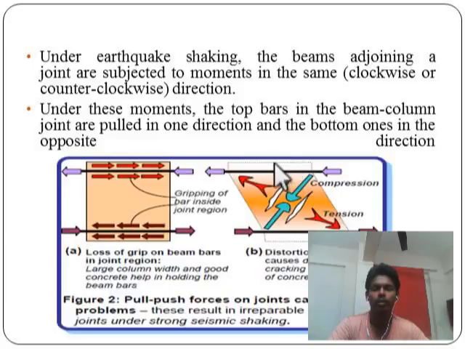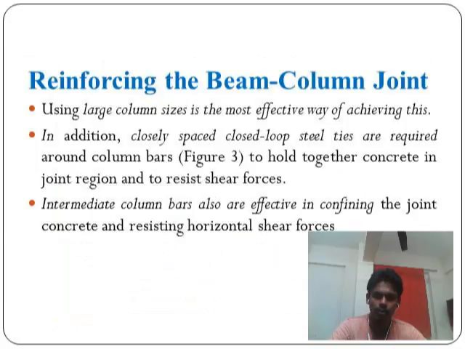If this particular shaking occurs in the other direction, distortion will occur in both the upper part, that is the compression part, and the tension part. This is usually called the pull-push forces on joints. For reinforcing the beam column joint, as I said, with the strong column weak beam concept, using large column size is a more effective way of achieving this. In addition, closed loops, that is closed ties, should be provided near the joint to hold together concrete in the joint region and to resist shear forces. Intermediate column bars also are effective in confining the joint concrete and resisting the horizontal shear forces.